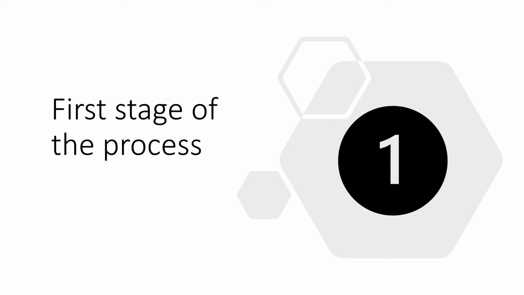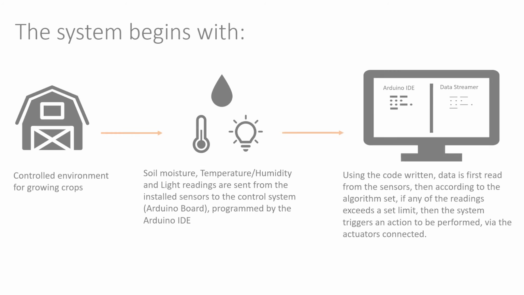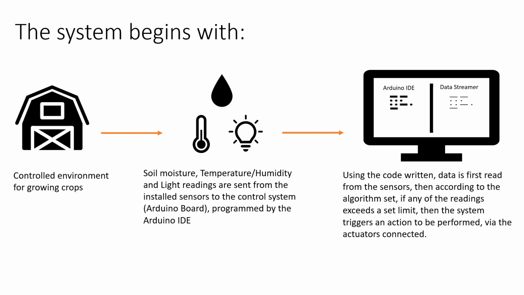The first stage of the process goes like this. The system begins with a controlled environment for growing crops. The soil moisture, temperature, humidity, and light readings come from installed sensors to the control system programmed by the Arduino IDE. Using the code written, data is first read from the sensors, then according to the algorithm set, if any of the readings exceed a limit, the system triggers an action to be performed while the actuator is connected.